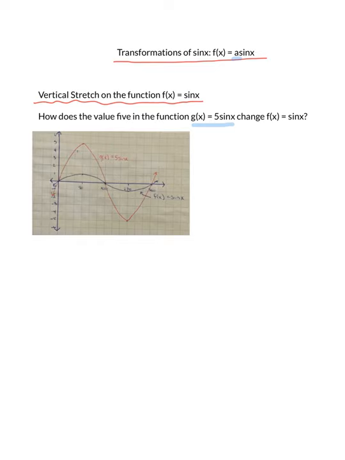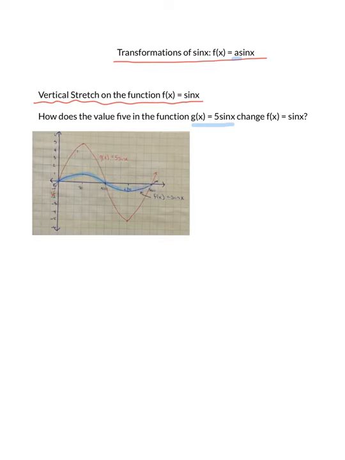So if you notice here, there are two graphs. The blue graph is our original sine x. So this is a graph that you learned about earlier. This is a graph that starts at 0, has its peak at 1, heads back to 0, has its trough at -1, and then heads back to 0.